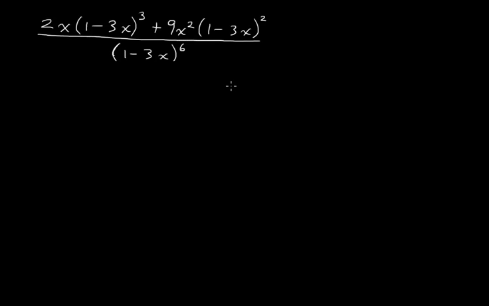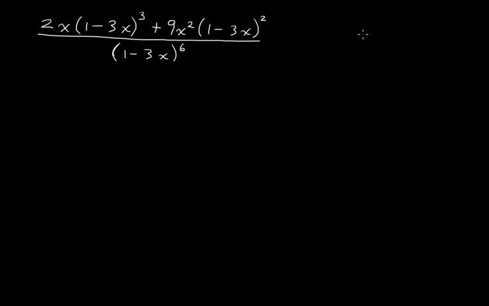In this video, we are simplifying this rational expression: 2x times the quantity 1 minus 3x raised to the third power plus 9x squared times the quantity 1 minus 3x raised to the second power, all over 1 minus 3x raised to the sixth power.